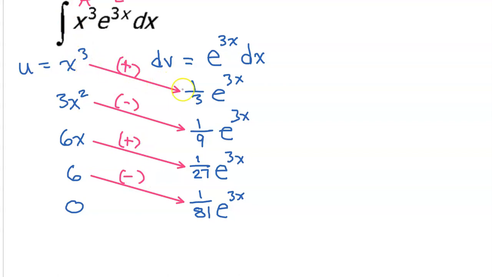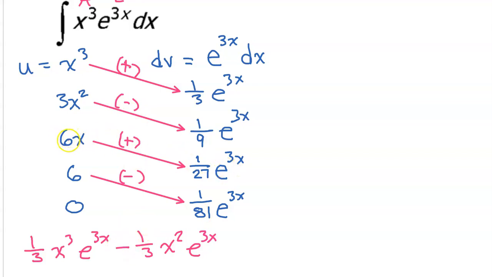X to the third power times 1/3 e to the 3x gives us 1/3 x to the third power e to the 3x. And that's a positive multiplier, so we just keep it the same. On this next one, we have 3x squared times 1/9 e to the 3x. 3 times 1/9 is 1/3. And then we have x squared e to the 3x. But this one, we're going to change the sign by multiplying by this negative. So it'll be a minus.